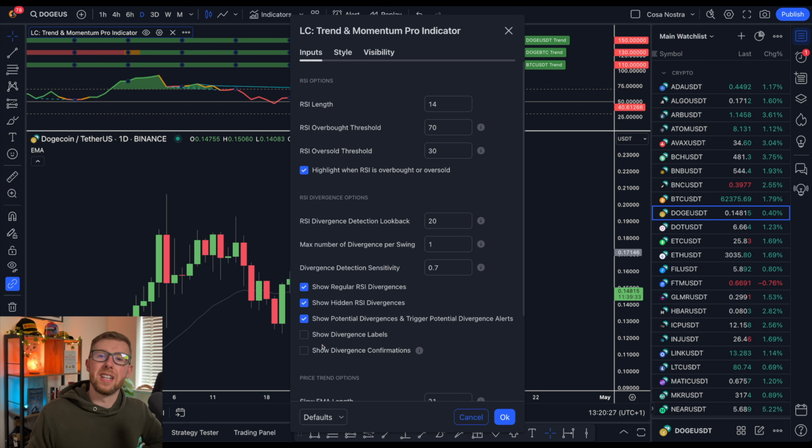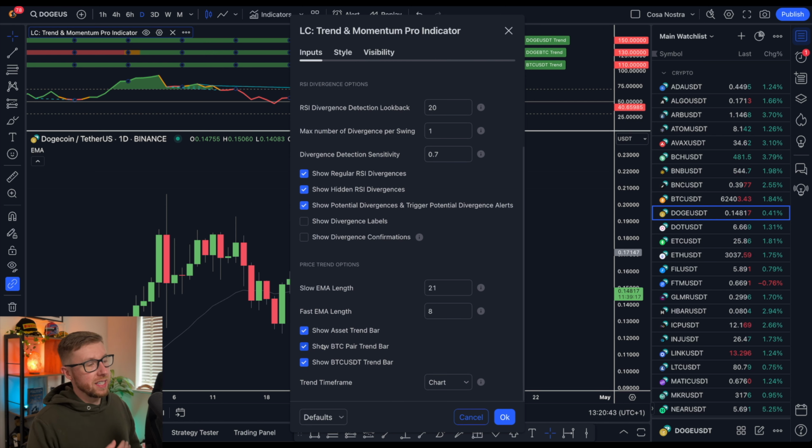There are also alerts for every single one of these, right? For regular, for hidden, and the trend changes on the RSI. Most importantly, as well, the trend metrics on your asset too. So it all amalgamates into one, which is hugely important.